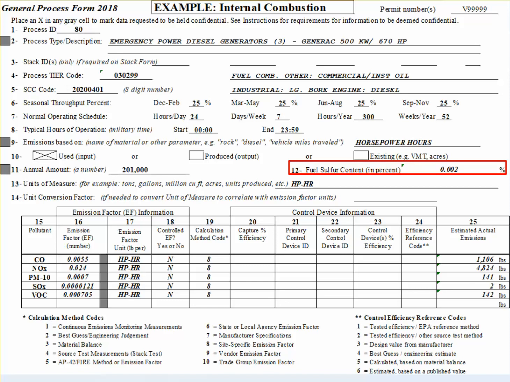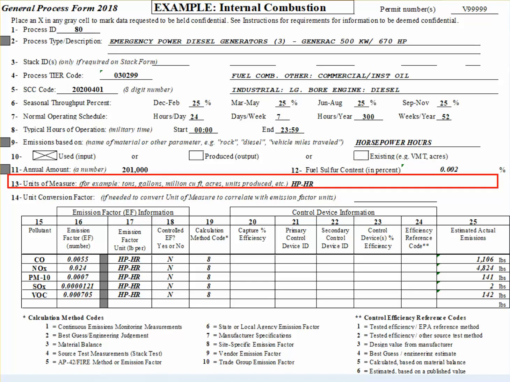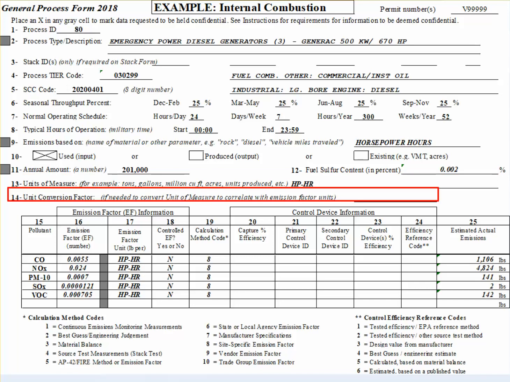Fuel sulfur content is the percent contained in combusted fuel oil or diesel. Units of measure describes the annual amount of throughput used for emissions calculations. Unit conversion factor is used if it is needed to convert the units of material throughput to match the units of the emission factors in Field 16.